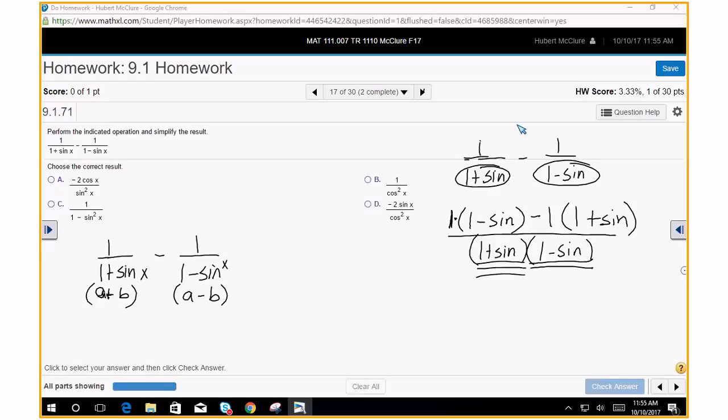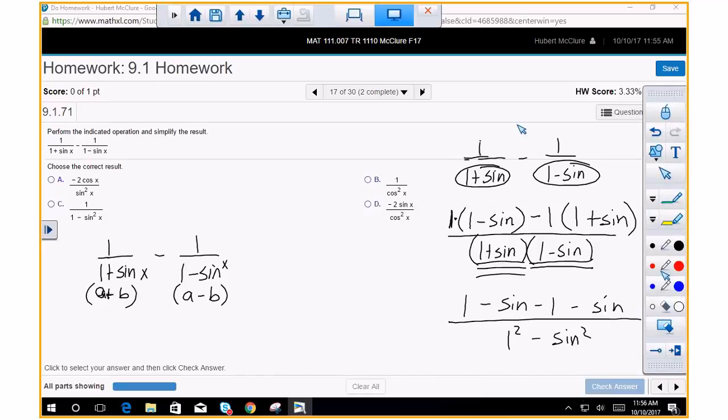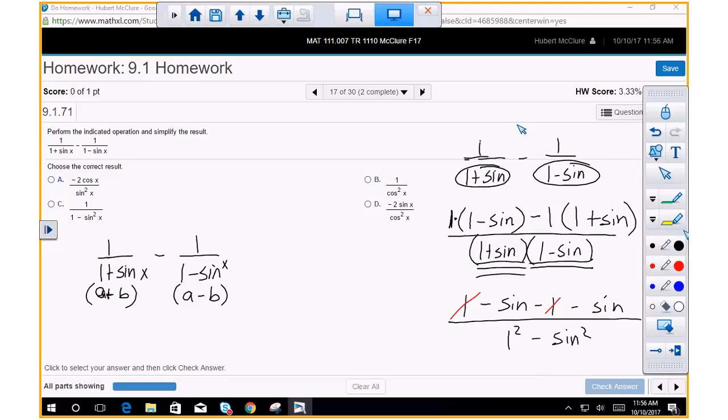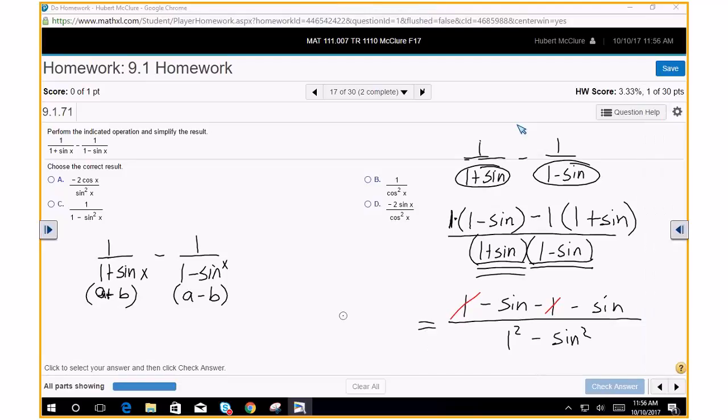Okay, distribute that 1. And at -1, you get 1 minus sine minus 1 minus sine over 1 squared minus sine squared. And of course, what happens to the 1s? They cancel. And you get minus what? You're so smart. -2 sine over what? 1 minus sine squared.